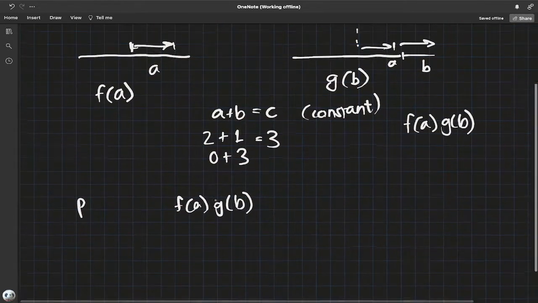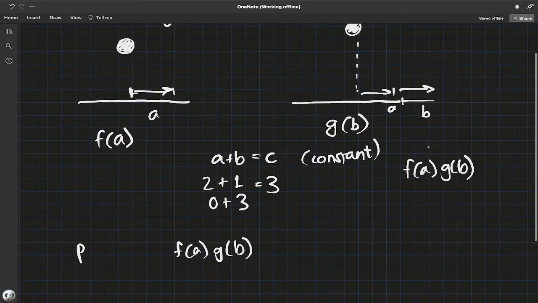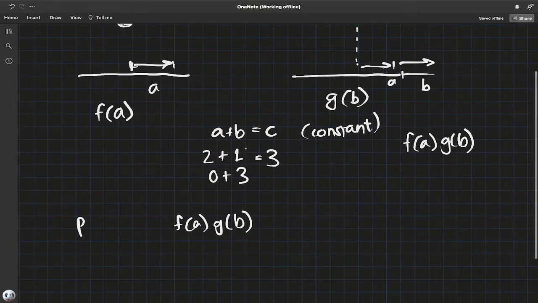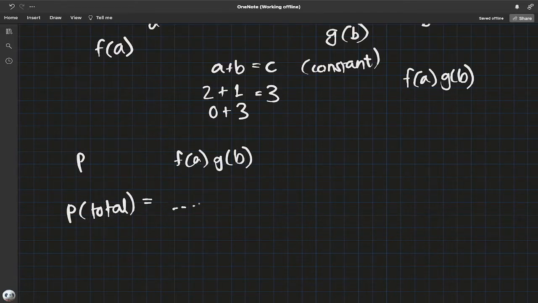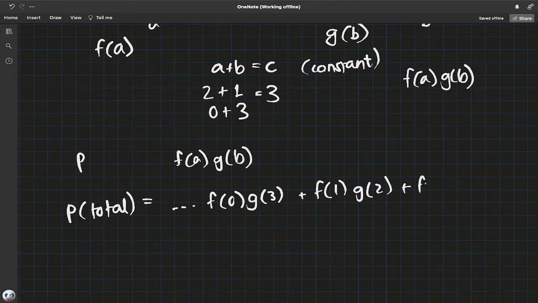But the thing is, there are so many different outcomes. One outcome is A is 2, B is 1. Other outcome is A is 0, B is 3. Or A is 1, B is 2, A is 3, B is 0. So there are 4 outcomes that are possible for this setup. So to find the total probability, what we need to do is take a sum of these products: f(0) g(3), f(1) g(2), f(2) g(1), and so on.